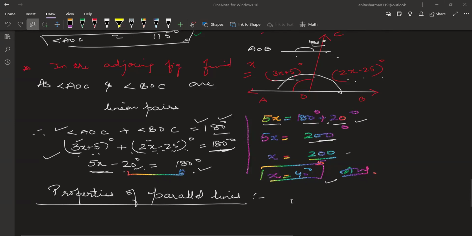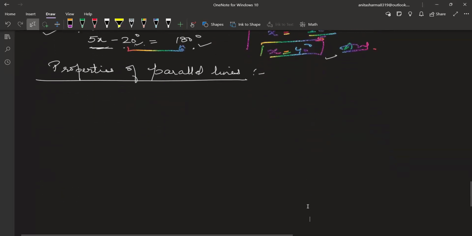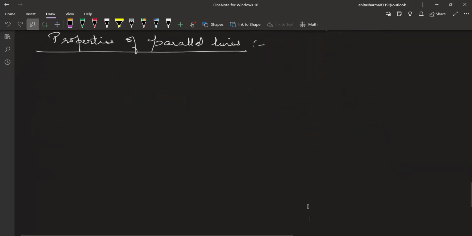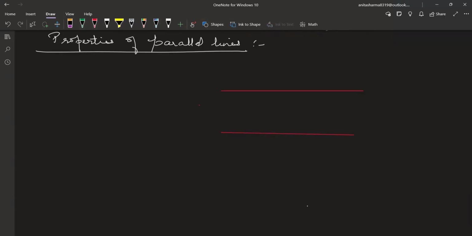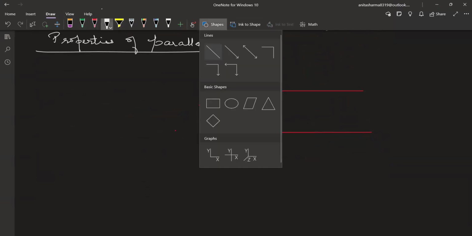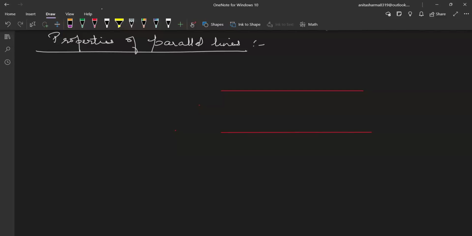Now next is properties of parallel lines. So children, first of all, tell me what are parallel lines? Lines which do not intersect each other. Yes, the lines which never intersect, right? Or they do not meet at any point, right, beta? So parallel lines should also be straight, right? Yes.